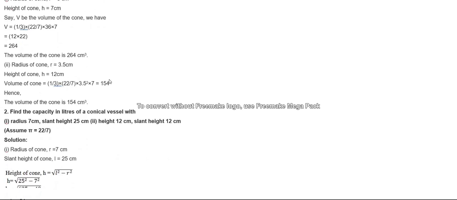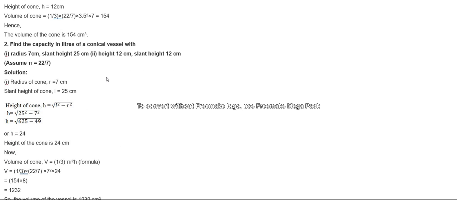Now here is question number two. We have to find the capacity in liters. What you need to take care of is that before finding the capacity, we have to find the volume. Radius and slant height L are given to us, and we have to find the volume.